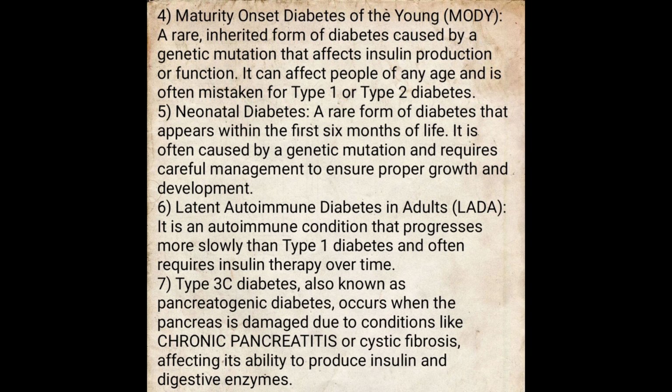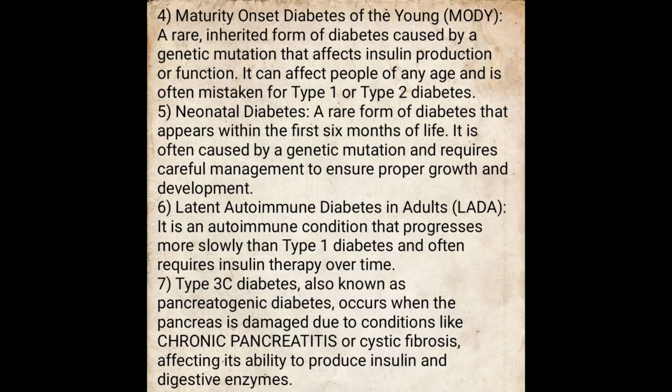There is the 5th one, neonatal diabetes, a rare form of diabetes that appears within the first 6 months of life. It's like the baby from the womb probably starved. It is often caused by a genetic mutation and requires careful management to ensure proper growth and development.